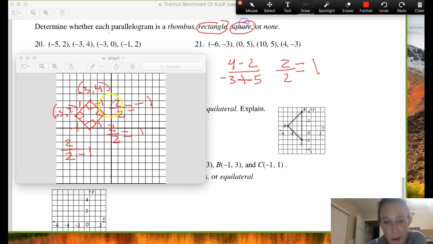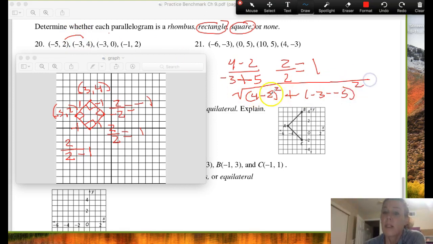Now to tell if it's a square, all the sides need to be the same length. So you're going to have to do distance formula here. I'm going to go the square root of, do the distance between these two. Y minus y. So I'm going to go 4 minus 2 squared plus x minus x, -3 minus -5 squared. Simplify this. 4 minus 2 is 2. 2 squared is 4. And then 3 minus -5, you add that. This is going to be 2. 2 squared is 4. 4 and 4 is 8. So this gives me the square root of 8. So the distance here is the square root of 8.